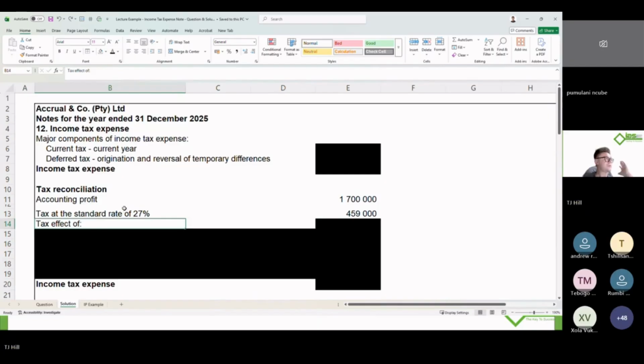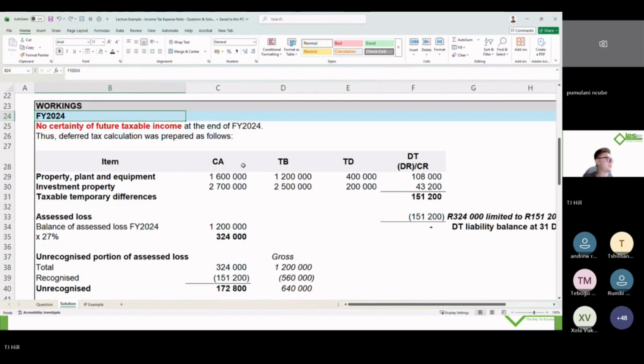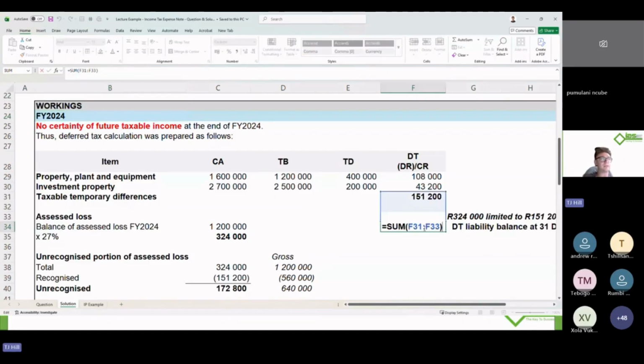Cool. So what numbers do we need? We need the current tax expense. We need the deferred tax movement. So we're going to do those calculations. Okay. First of all, if we think about what happened last year, I'm just going to first think about that. We discussed it and we said your DT will be 0.